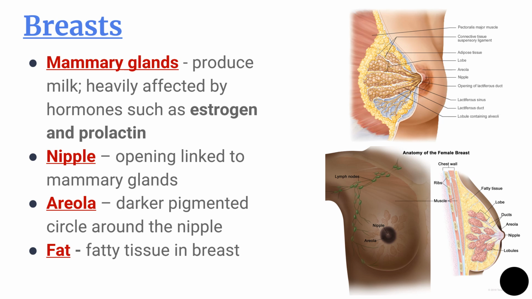At the tip of the breast, we have the areola. This is the darker pigmented circle around the nipple, and the nipple actually has the openings linked to the mammary gland. So this is where the milk passes out, and then we have a whole lot of fatty tissue in the breast as well to help support and protect these.